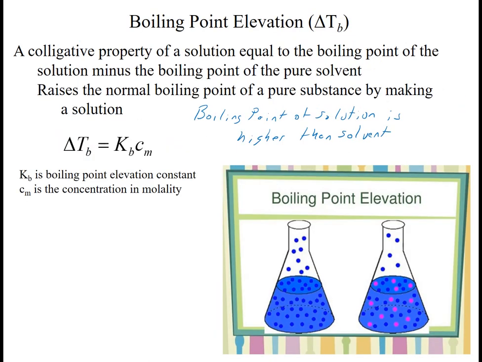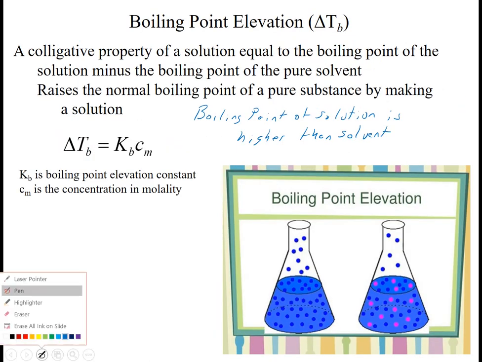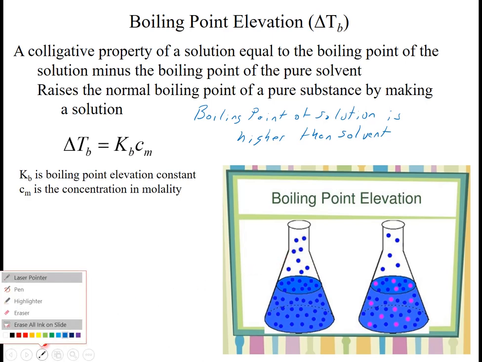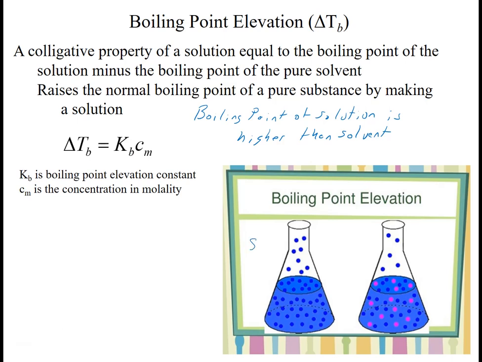This one shows the fact that when I come back here, so again, this is the pure solvent, okay, and I have 1, 2, 3, 4, 5, 6, 7, 8. I have 8 molecules that are becoming gaseous. When I add a solute, which in this case is the pink, I reduce that down to 5 molecules that are in the gaseous phase. So it's harder to boil it when it's a solution. Okay?